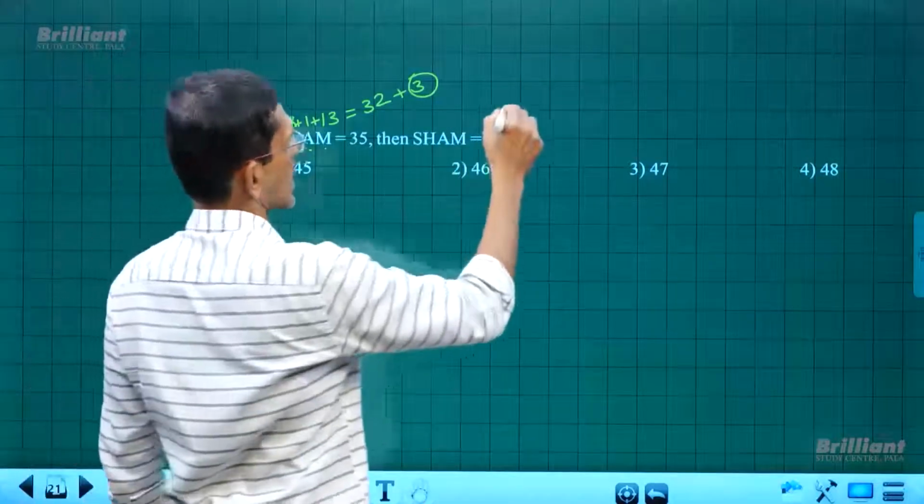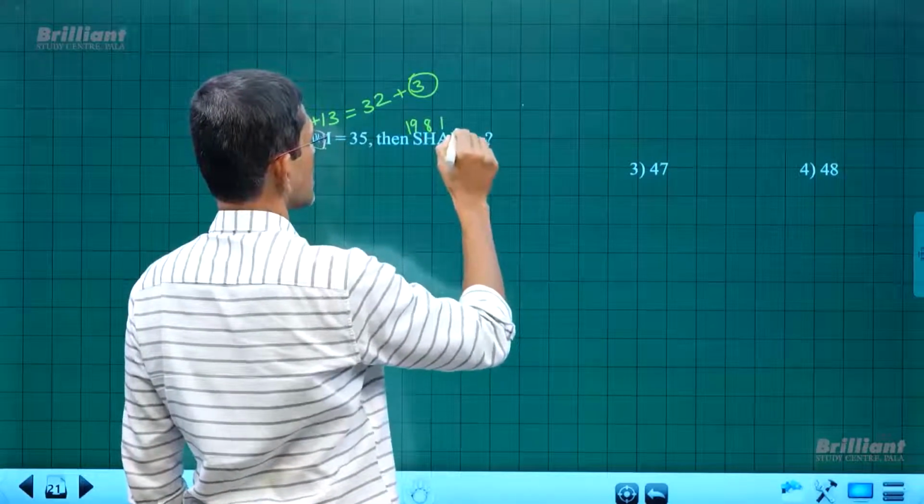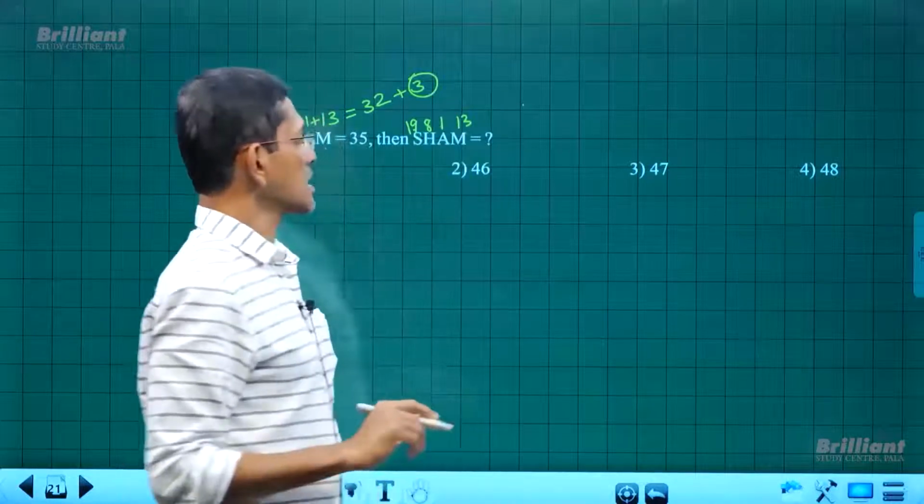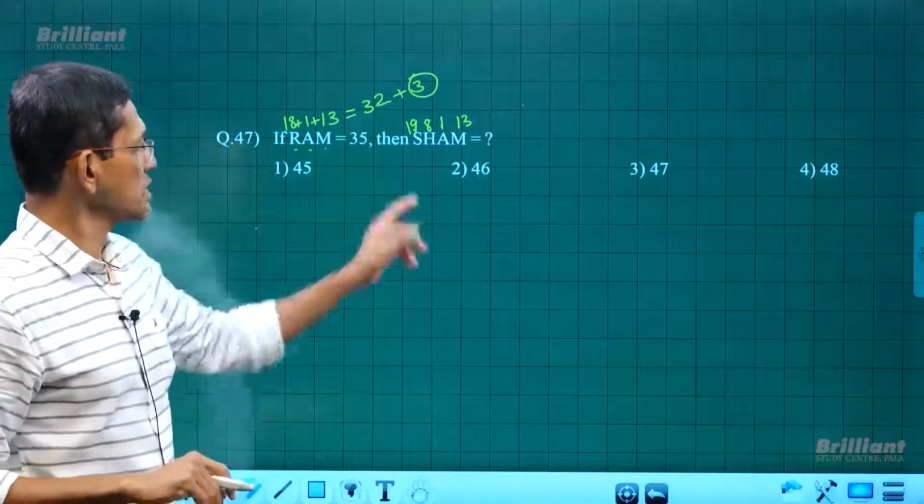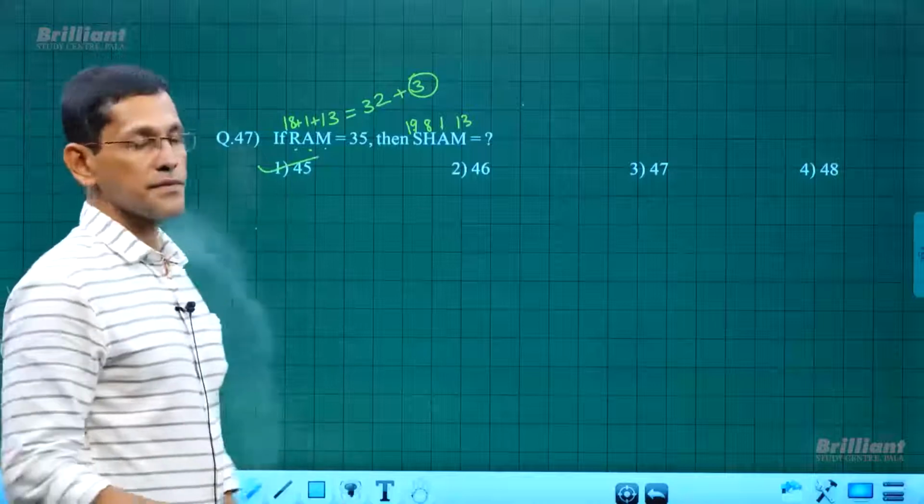And we try Sham. Sham is what? 19, 8, 1 and 13. So, well, 19 plus 1 is 20. 13 plus 8 is 21. So, 20 plus 21 is 41. 41 plus 4 letters, 45. So, the answer must be 45.